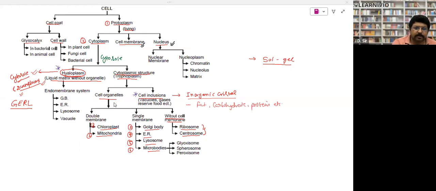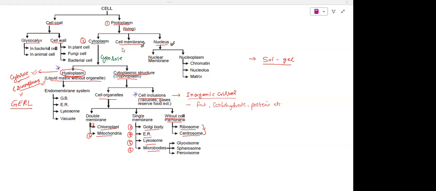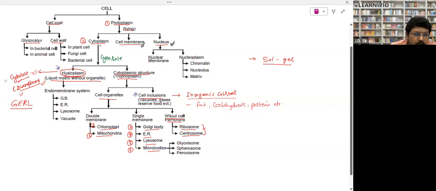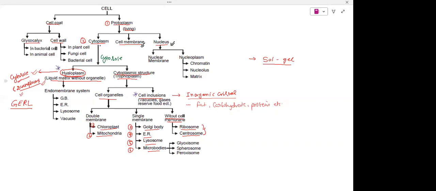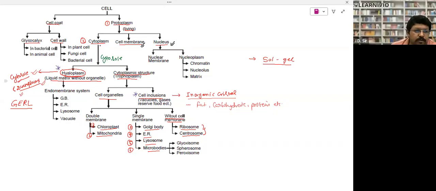Note it down, Martin. This upper one. Which one should I note down? Which one, sir? This one. Note it down. Glycocalyx, cell wall, cytoplasm, cell membrane, nucleus. Till this point. Note it down. No, no, I'm doing, sir. Oh, come on. I'm waiting for you.